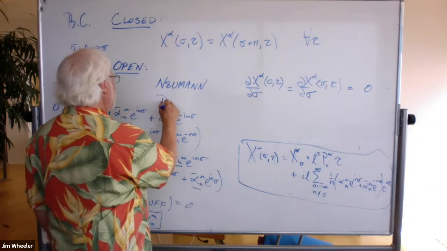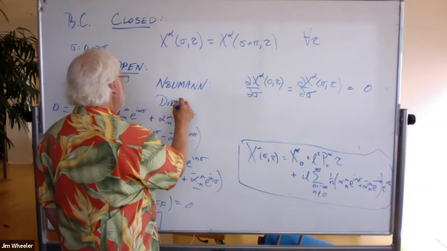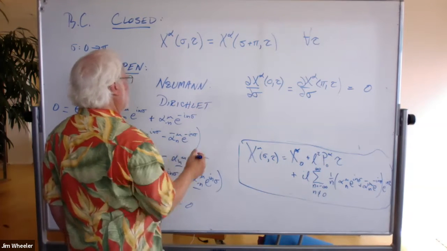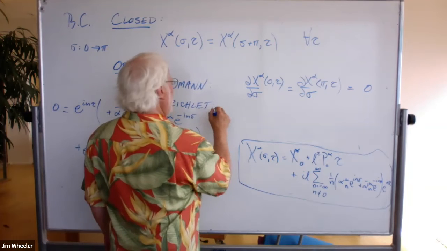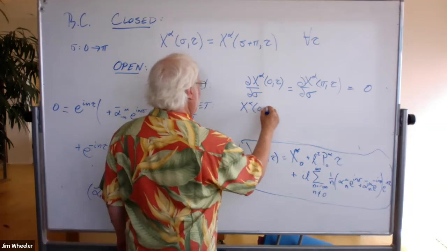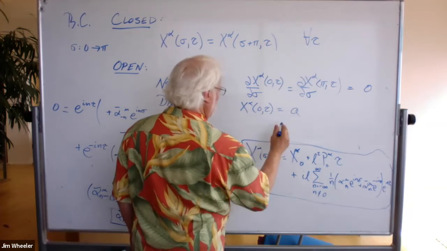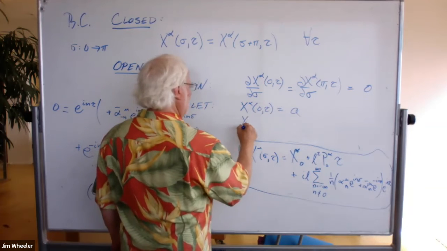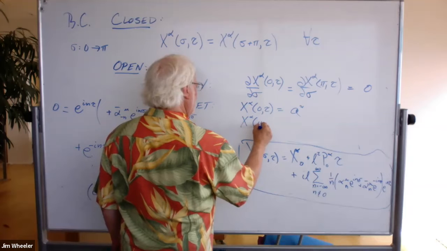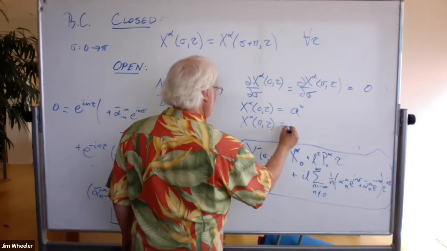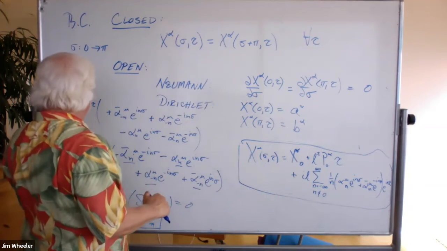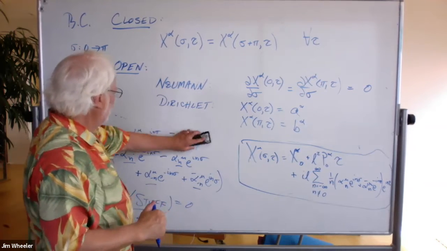We can have Dirichlet conditions. And that tells us that x alpha at 0 and tau should be some constant vector, and x alpha at pi and tau should be some constant vector. So we need to work out these boundary conditions.